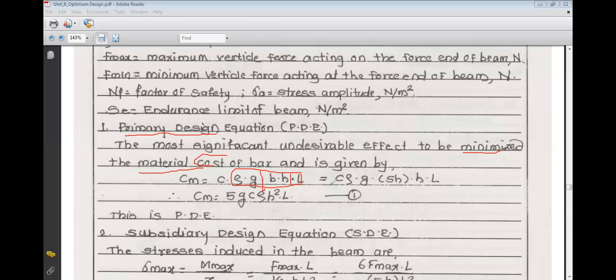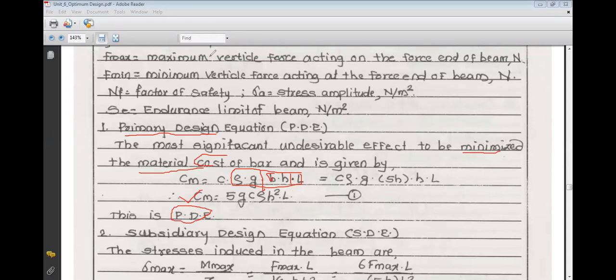So now put the value of B. We know that B is 5h. So put that value. We get C rho g, the value of B is 5h, into h into L. So we get the cost of material, that is the primary design equation, 5g C rho h square L. This is the primary design equation: the cost of material, Cm, is equal to 5g C rho h square into L.